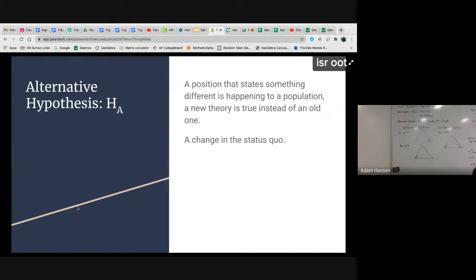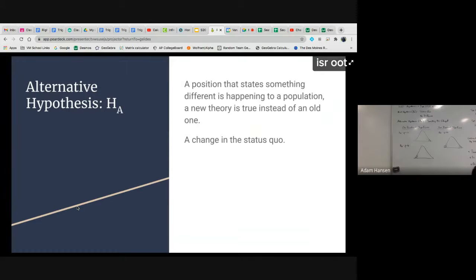If there is no difference for our null hypothesis, then there has to be some difference for our alternative hypothesis. It's an alternative position where something different is happening to our overall population when compared to the status quo. Some new theory about our population is true, rather than an old theory. Some alternate theory when compared back to the status quo. That new conjecture is called the alternative hypothesis. H sub naught for the null, its notation, and H sub A for the alternative hypothesis.